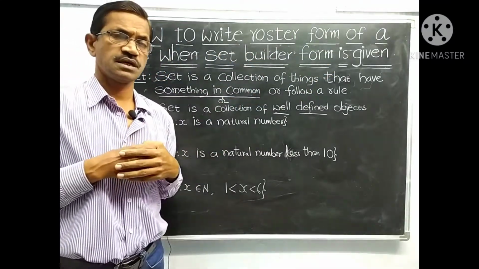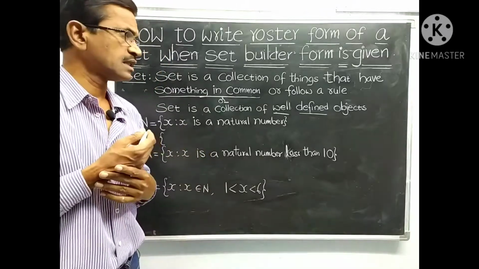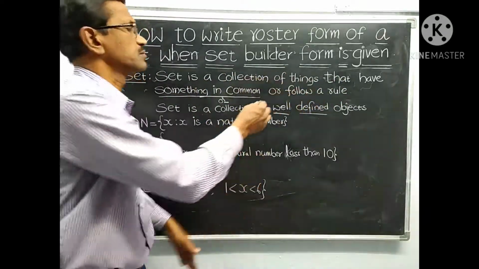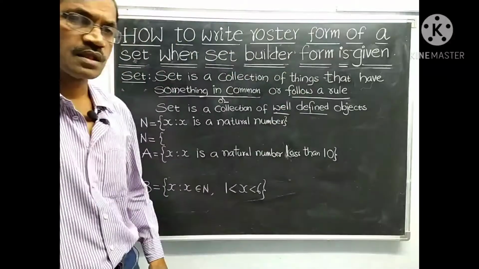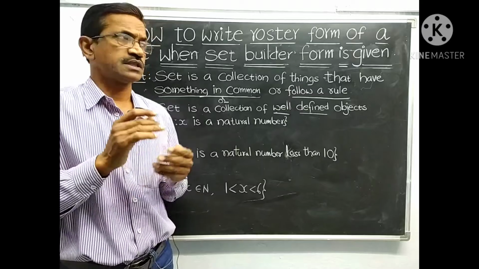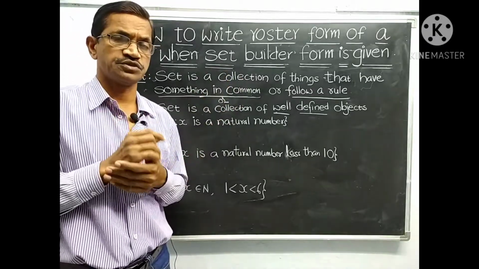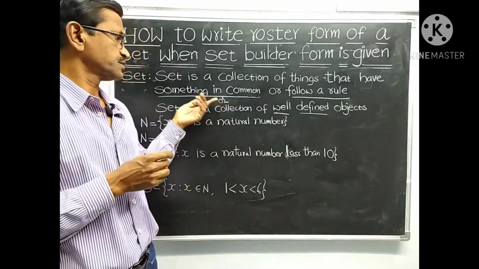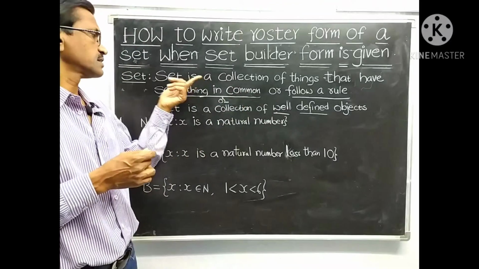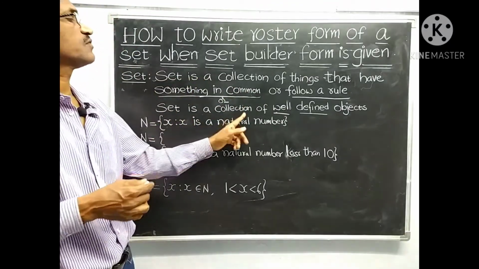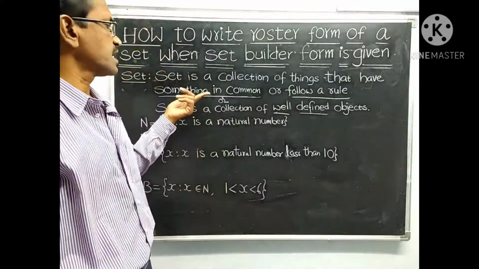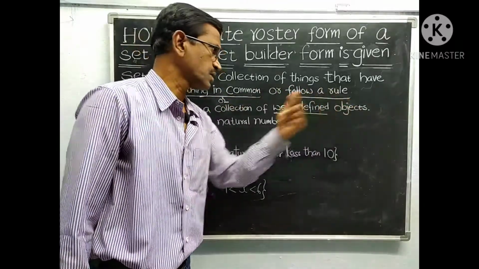What is a set? Let us recall the definition of a set. A set is a collection of things that have something in common or follow a rule. Not all collections of objects are sets. The elements in the set should have a common property. They should have something in common. Otherwise, we can define the set like this also: a set is a collection of well-defined objects. Here, well-defined means they should have something in common or follow a rule.